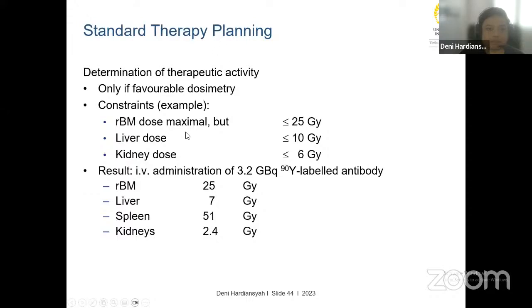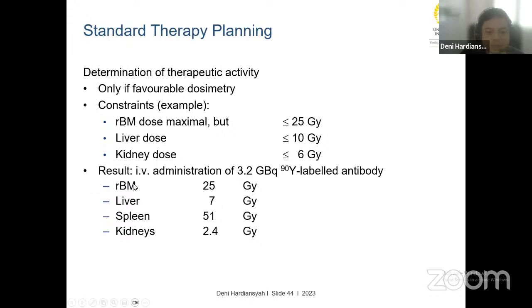And then for the standard therapy planning, how to determine the therapeutic activity? Only if favorable dosimetry exists. So we have this constraint from the medical doctor. And then by using the output from the Olinda software, the one that I showed you before, we can have a protocol where we inject an intravenous administration of 3.2 gigabecquerel of yttrium-labeled antibody. Then we're going to have this distribution.